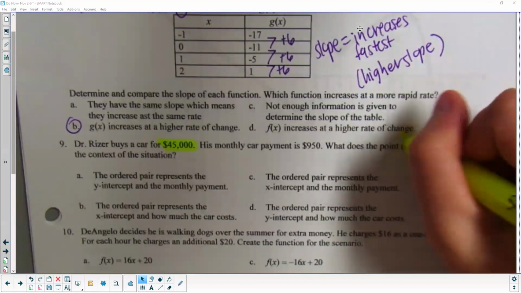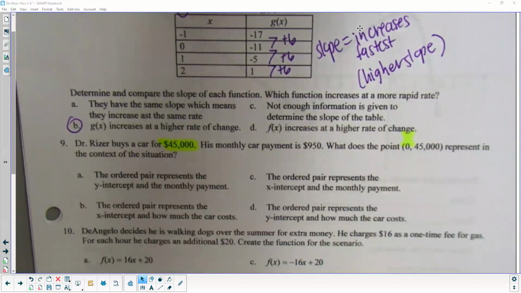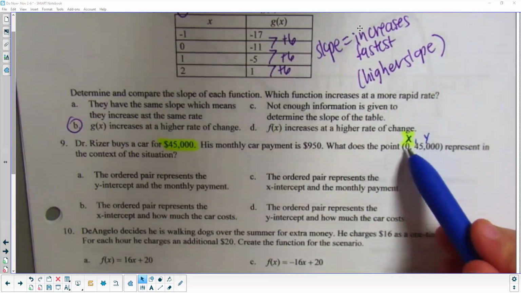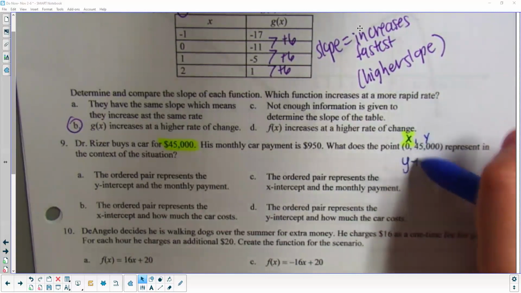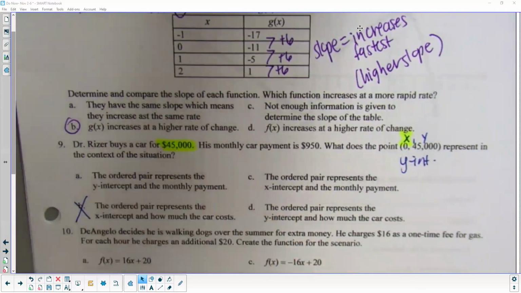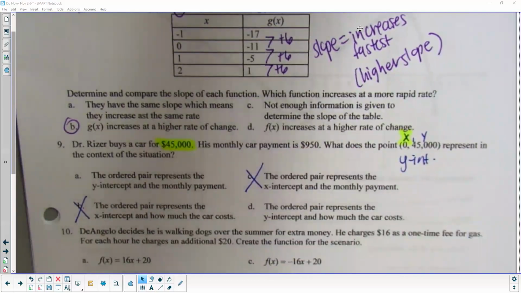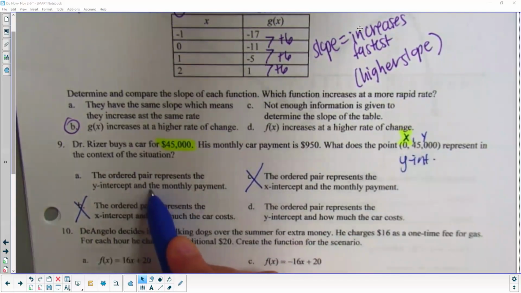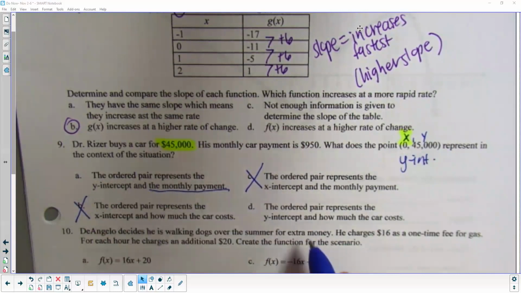45,000. That is X. Oh, y'all can't see that in that color. That is X, Y. Now, when X is 0, this is a y-intercept, okay? A y-intercept, meaning B is not a good answer choice and C is not a good answer choice. Now, let's really think about this right here. Is 45,000 the monthly payment, how much he pays per month, or is it how much the car costs?